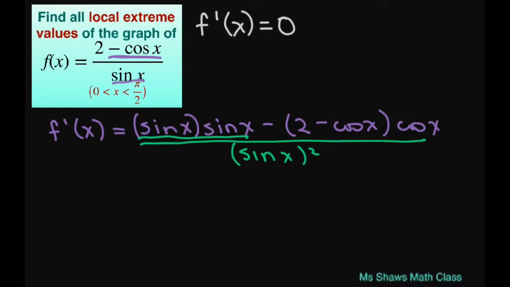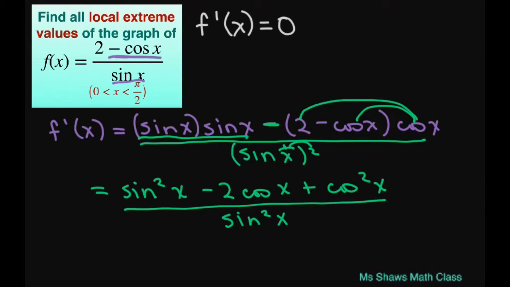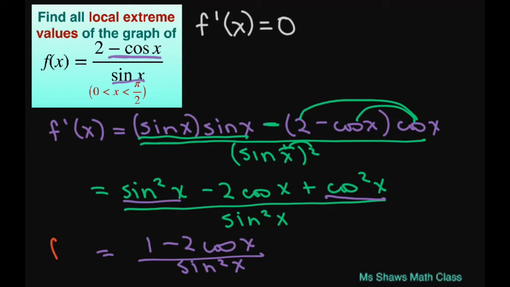All right, this piece here, when we simplify, is going to be sine squared of x. And then we're going to have two negatives here, so this is going to be minus 2 cosine of x. Then we're going to have plus cosine squared of x, all divided by sine squared of x. I just moved this square inside. From here, this equals 1. So this is going to give you 1 minus 2 cosine of x divided by sine squared of x. Now, that's your f prime of x.